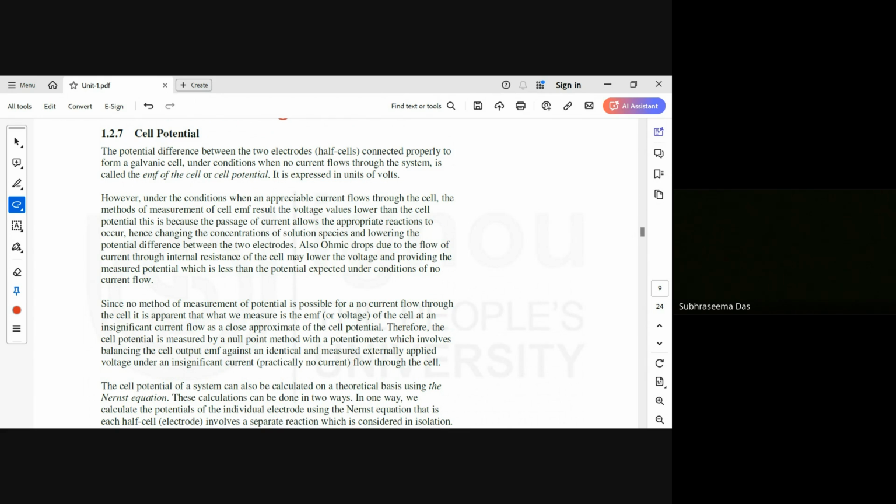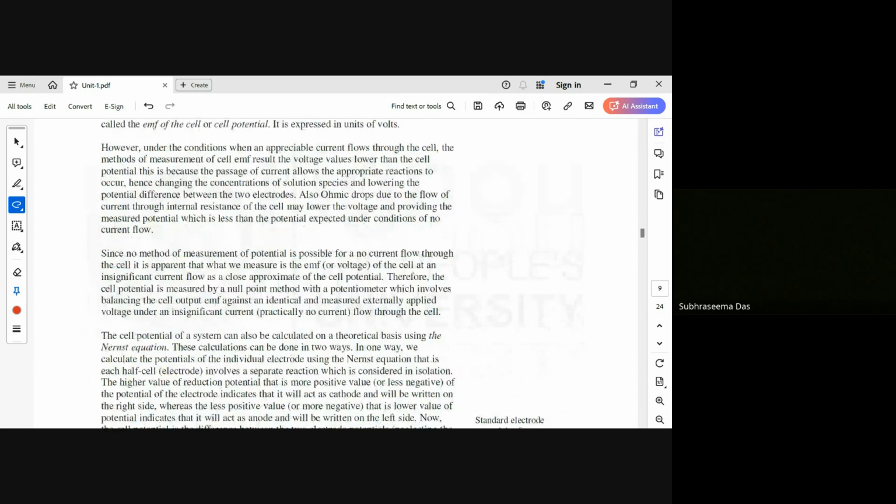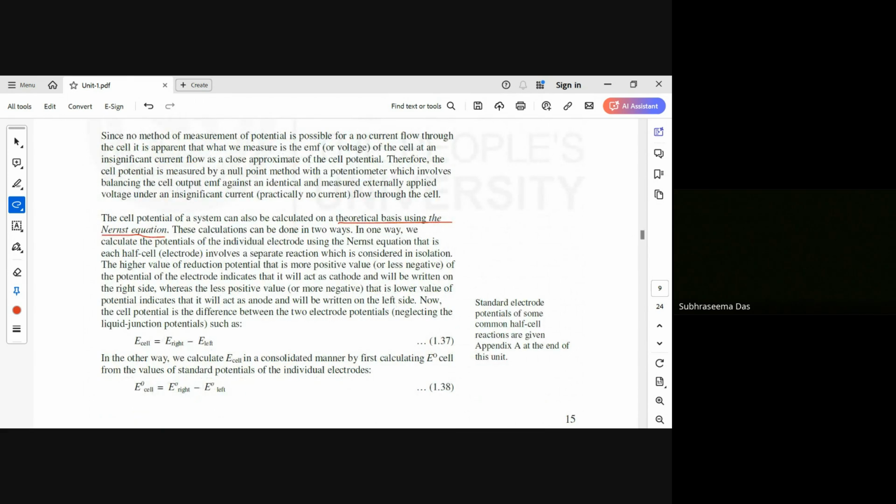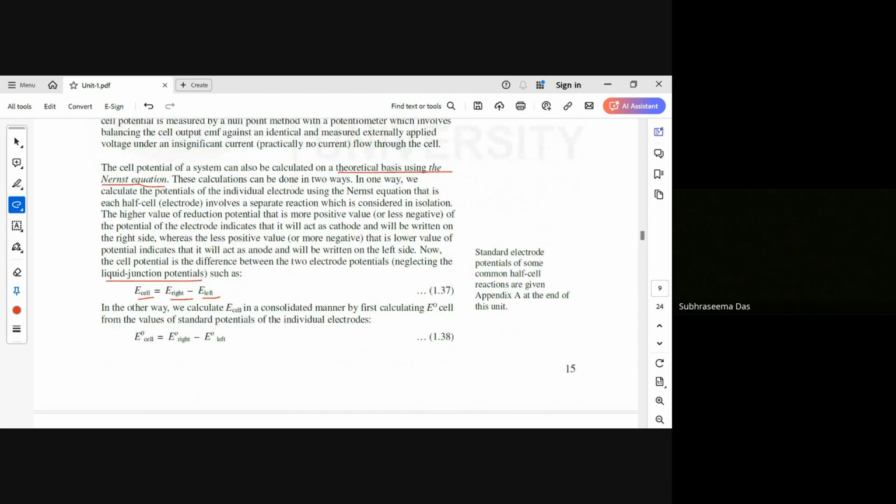Now since we know that there is no actually exact method of measurement of potential when no current flows through the cell, it is apparent that we measure it at a close approximation. So the cell potential of a cell can be calculated on a theoretical basis using the Nernst equation. Now these calculations can mostly be done in two ways. In the first case, we write the liquid junction potential, and we write the EMF of the cell as E right minus E left. In this case, we find the standard E cell EMF as E0 right minus E0 left.